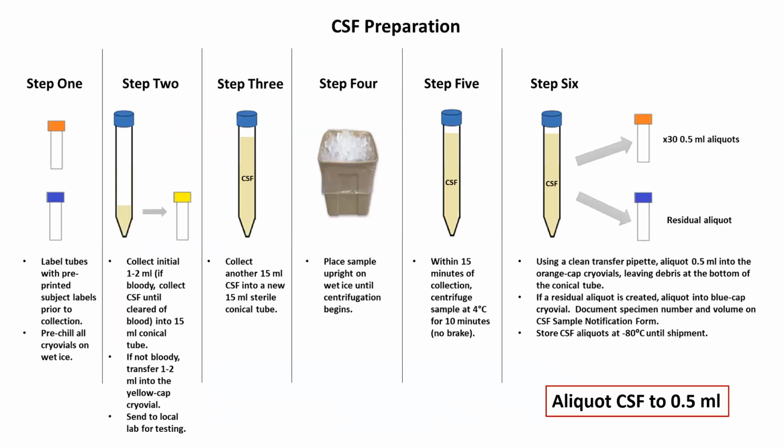And we do ask that within 15 minutes of collection of the CSF you centrifuge the sample at 4 degrees for 10 minutes with the brake off. After it's been centrifuged, use a clean transfer pipette and aliquot the CSF into 1/2 ml aliquots into the orange cap cryovials that you pre-labeled and pre-chilled before collection, and then record any residual volume and aliquot number into the blue cap cryovial and document that on the notification form. Once you're done aliquoting, we ask you to store the CSF aliquots at -80 until shipment.